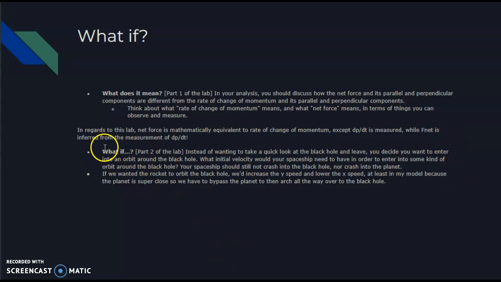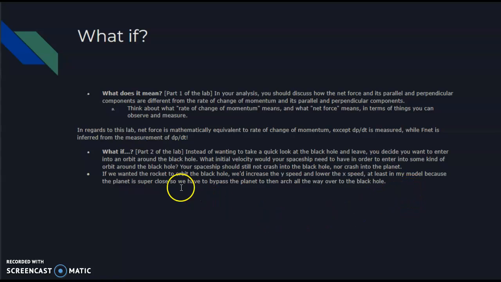Okay, so for part 2, what if we are trying to enter an orbit around the black hole rather than just going right next to it? So what kind of initial velocity would your spaceship need to have in order to enter into some kind of orbit around the black hole? Your spaceship should still not crash into the black hole nor crash into the planet.